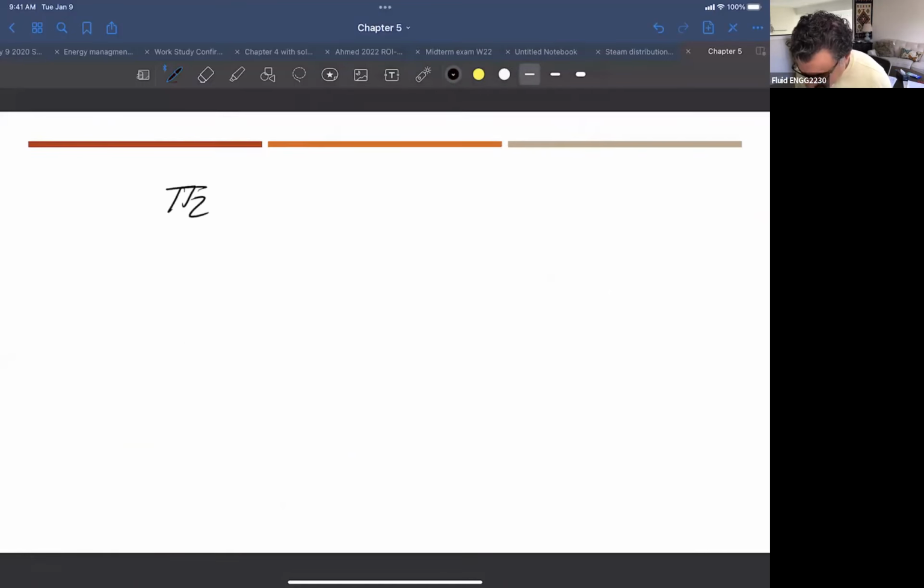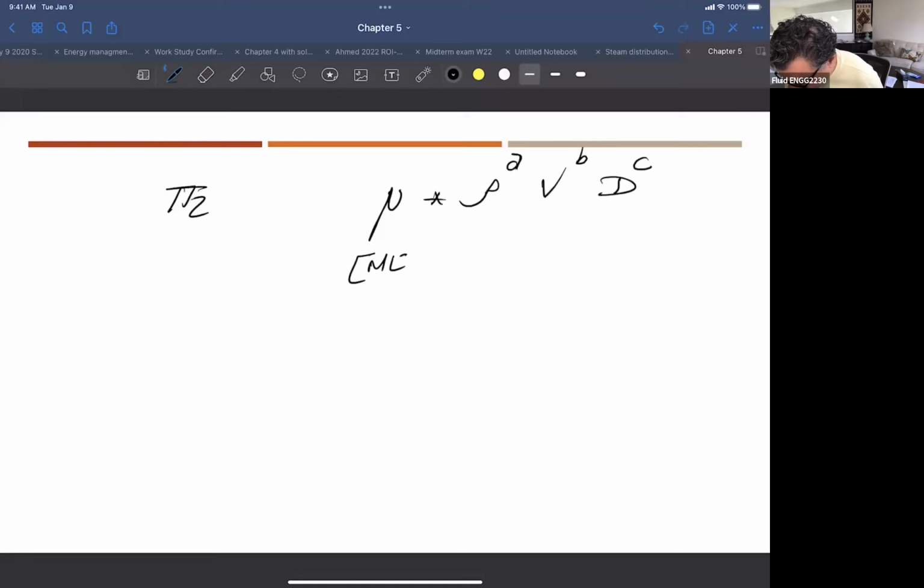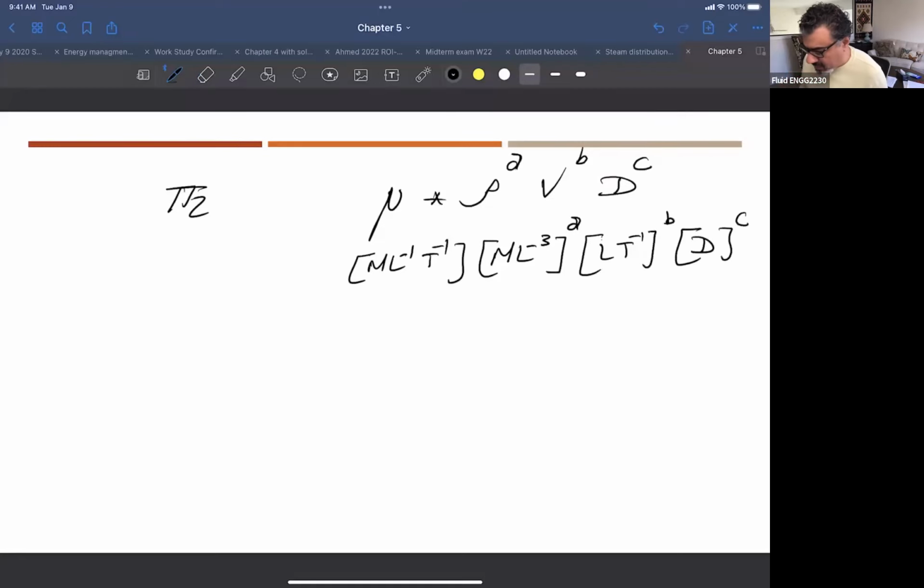it is viscosity times rho to the power A, V to the power B, D to the power C. Okay, I'm going to do the same exact thing, right? So viscosity here is ML^-1 T^-1, and MLT^-3 to the power A, LT^-1 to the power B, D to the power C. I can find A, B, and C the same way, right?